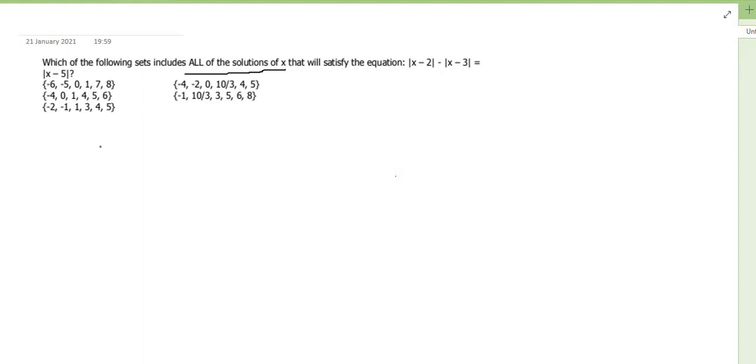Hello friends, welcome. So today I am back with another problem solving question. It is a very tricky question. So let's see how the question goes.